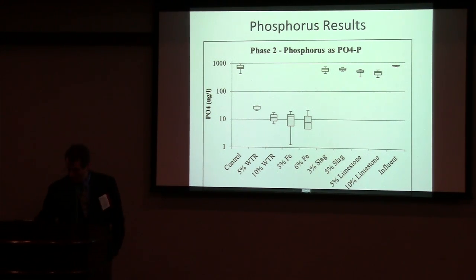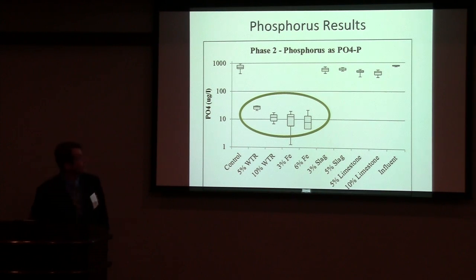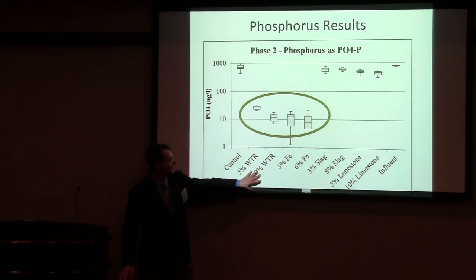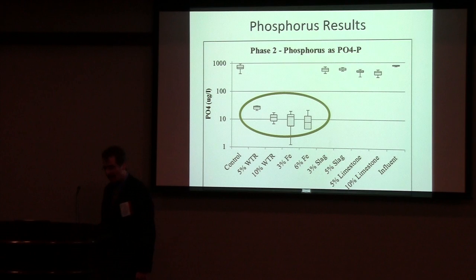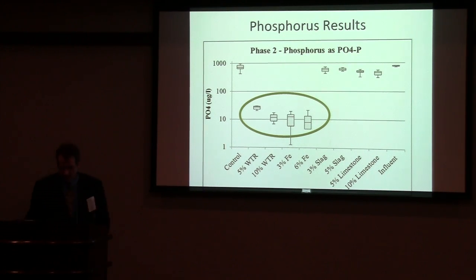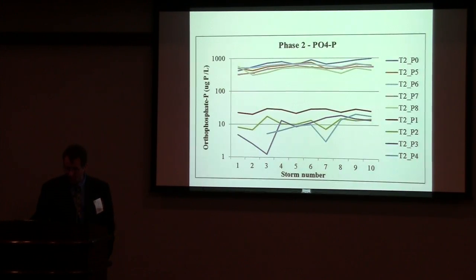You can see though, really the promising thing is the use of the WTR or the iron filings. The slag and the limestone really don't show a benefit here. So we're focusing on these systems. Again, one we have for free. We can process it. And the other one, I mean, there are plenty of sources of the iron filings.